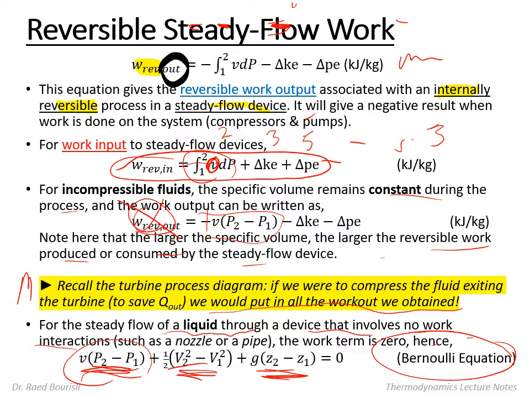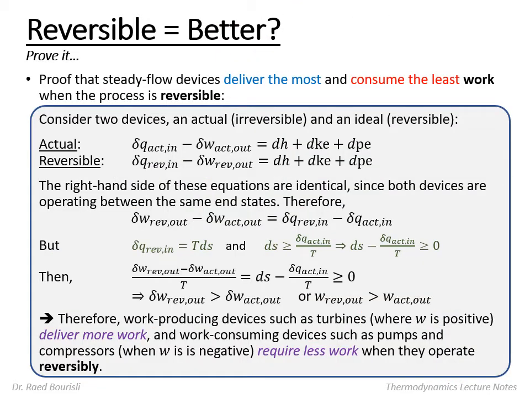So we might talk about this later. Okay, so this is about the reversible work flow we want to shoot for. Now, is reversible better? Is the work for a reversible turbine greater than the work produced by an irreversible or an actual turbine? The answer is yes. And the work required by a reversible compressor is less than the work required by an irreversible compressor.